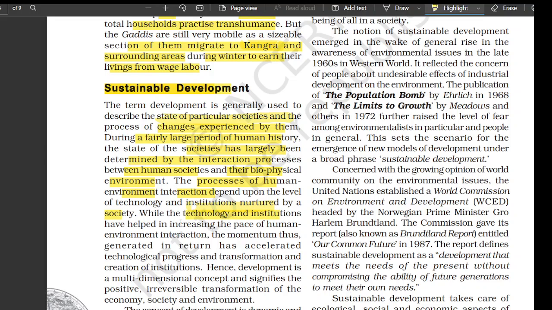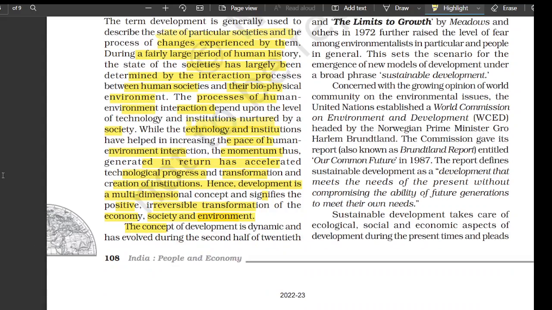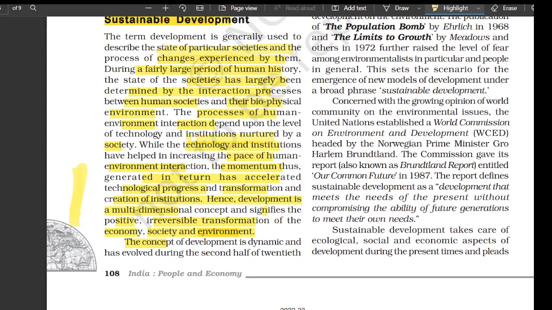While technology and institutions have helped in increasing the pace of human-environment interaction, the momentum thus generated has in return accelerated technological progress and the transformation and creation of institutions. Hence, development is a multidimensional concept and signifies the positive, irreversible transformation of economy, society, and environment. The concept of development is dynamic and has evolved during the second half of the 20th century.